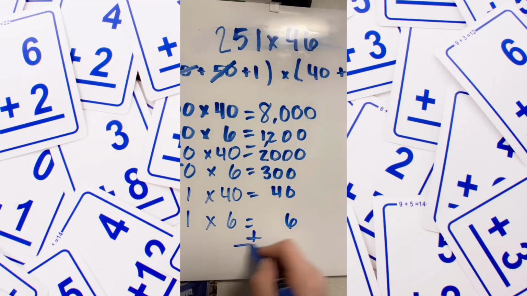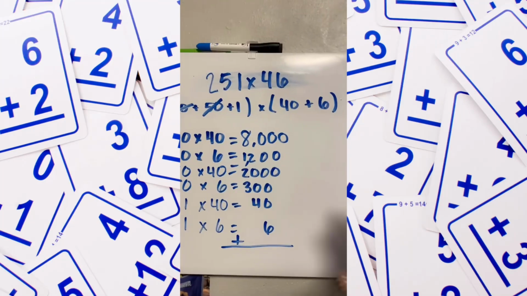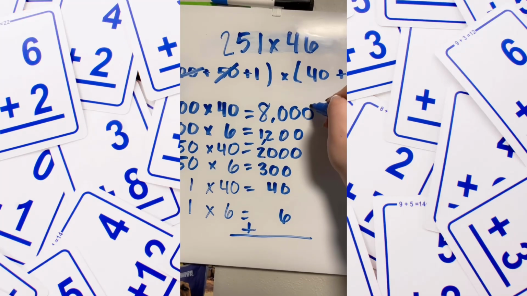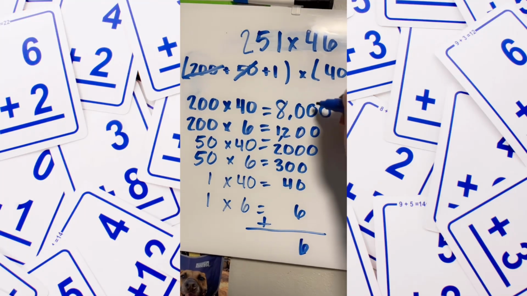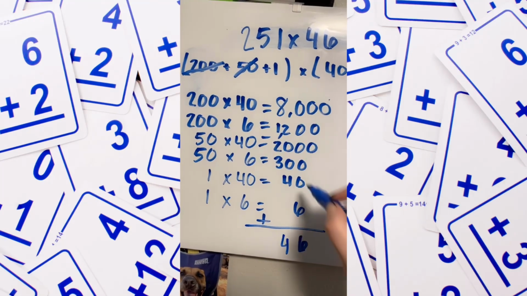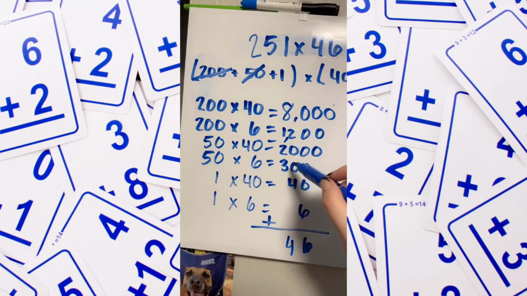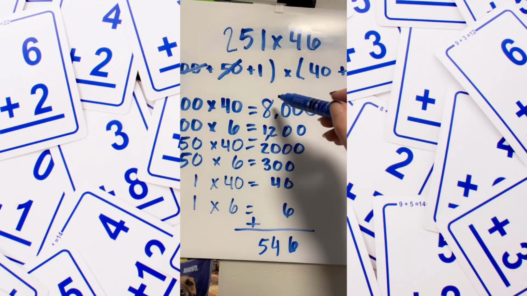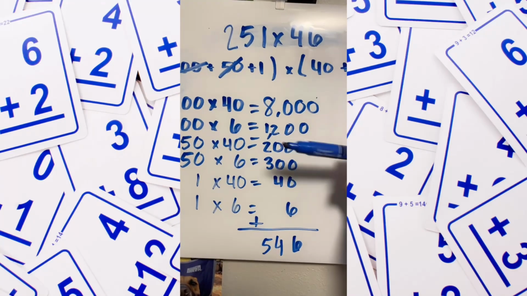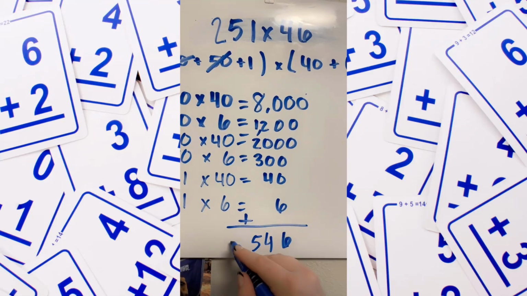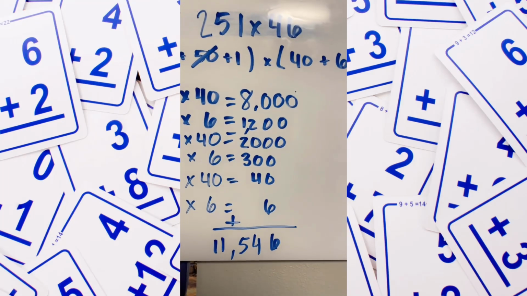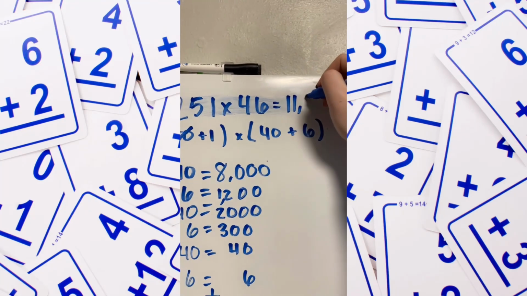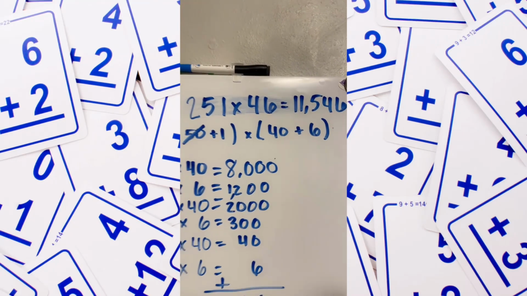Now the last step, as always, is we add them all up. I did a terrible job of aligning place values, but make sure you align your place values when you add these up. So we've got 0 plus 6, zeros plus 4, then we've got 200 plus 300, so that's 546 so far. And then we have 8,000 plus 1,000 plus 2,000, so that'll give us 11,546. So our answer then would be 11,546.